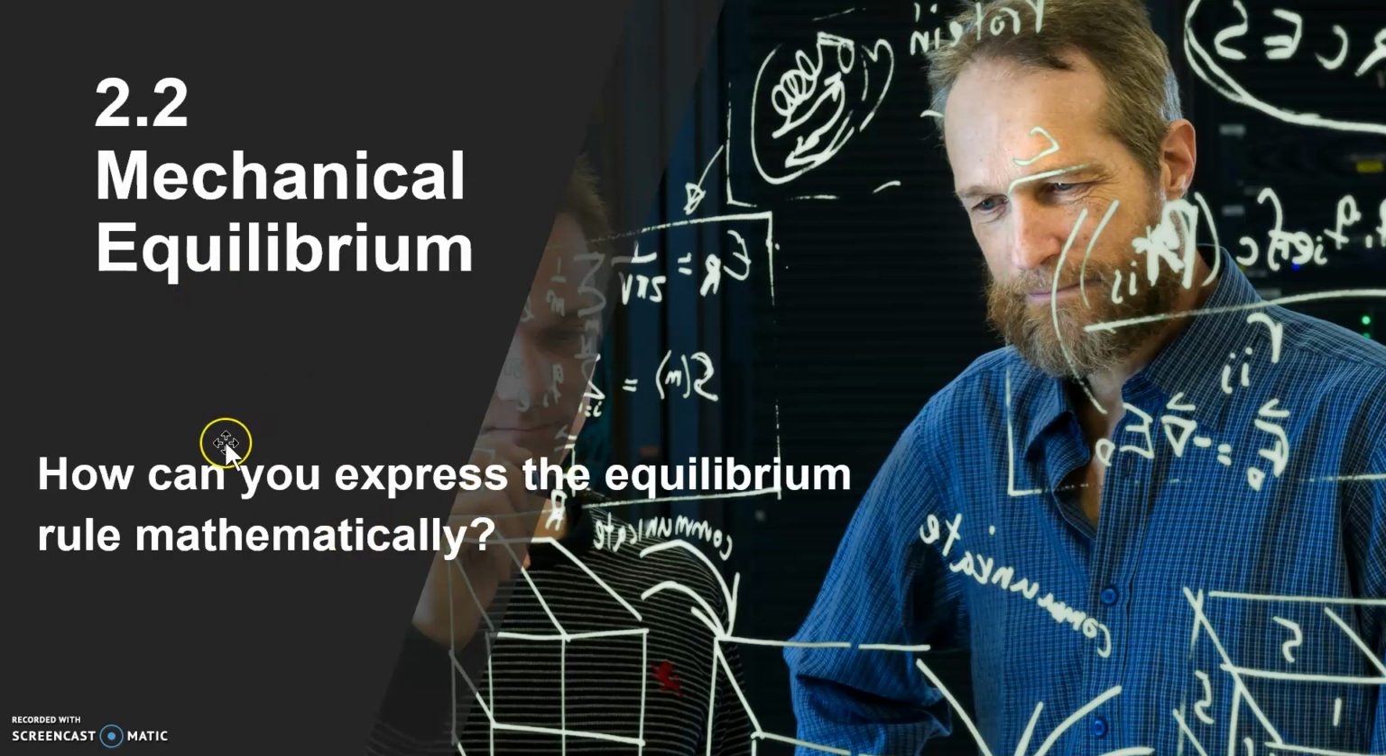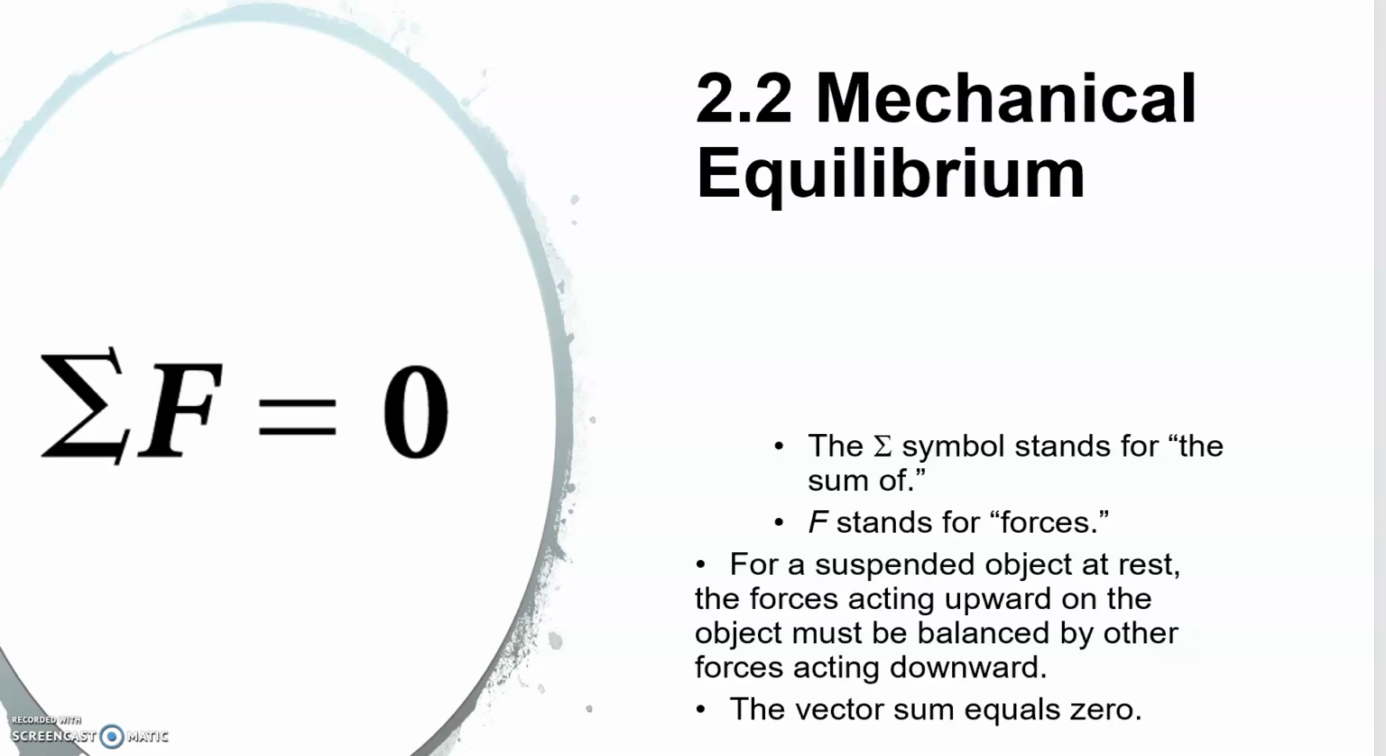How can you express the equilibrium rule mathematically? That was that equation. There it is again, in case you forgot. Sigma F equals 0. The sum of all forces is equal to 0. That means you're in mechanical equilibrium.